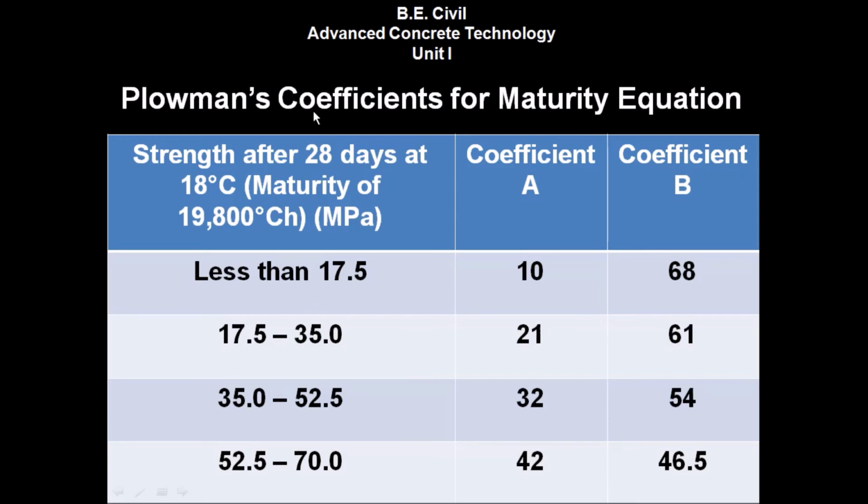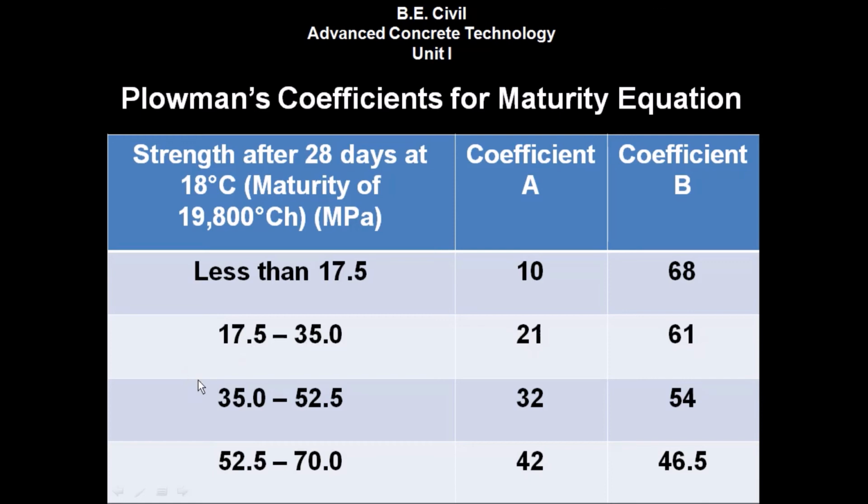This is Plowman's coefficient for the maturity equation. So the strength after 28 days at 18 degrees Celsius, maturity of 90,800 degrees Celsius hours, in Newton per mm square or megapascal: less than 17.5, coefficient A will be 10, coefficient B will be 68. If it is between 17.5 to 35 Newton per mm square, coefficient A will be 21, coefficient B will be 61.